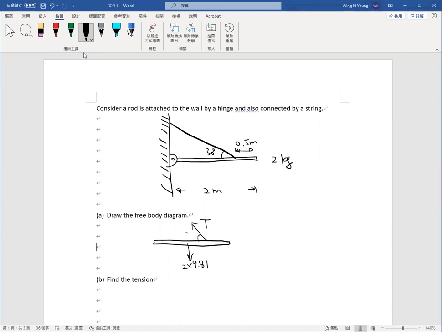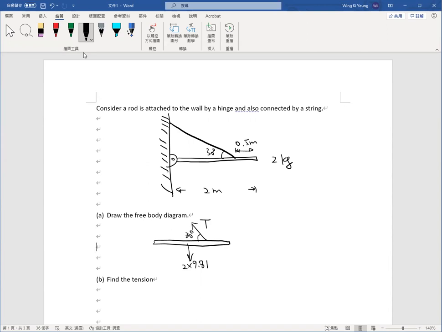So this is 30 degrees. And also don't forget that the rod is hinged. So that means at the hinge, there should also be a force. So you may ask, what direction is the force acting at the hinge? We don't know, but you may need to think about it.